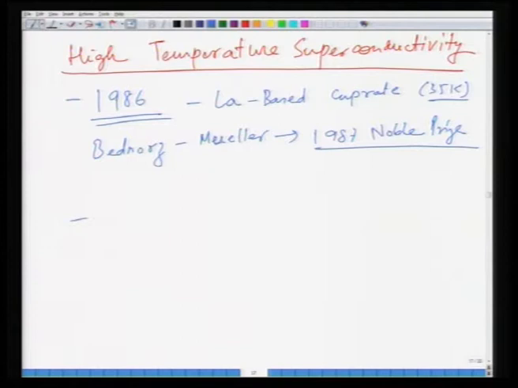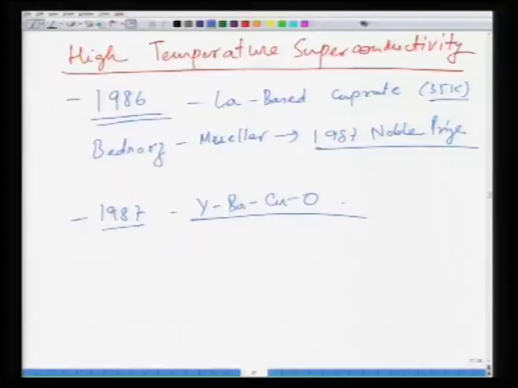Now, this was followed by the discovery of another compound in 1987, yttrium barium copper oxide, found at the University of Alabama, where Paul Chu and his researchers made this discovery. It has a TC of 92 Kelvin, and this was a landmark discovery, because it gave rise to hope that much higher transition temperature materials can be discovered, simply because this 92 Kelvin, as I said previously, is higher than liquid nitrogen temperature, and that makes operation of superconductors much easier and much less troublesome.